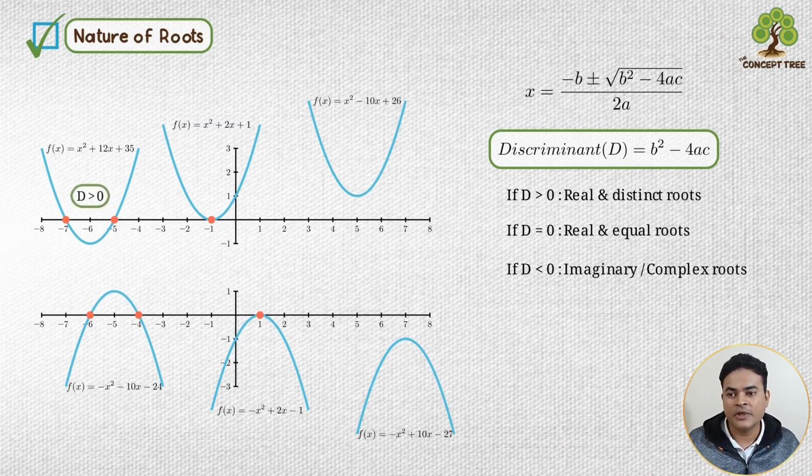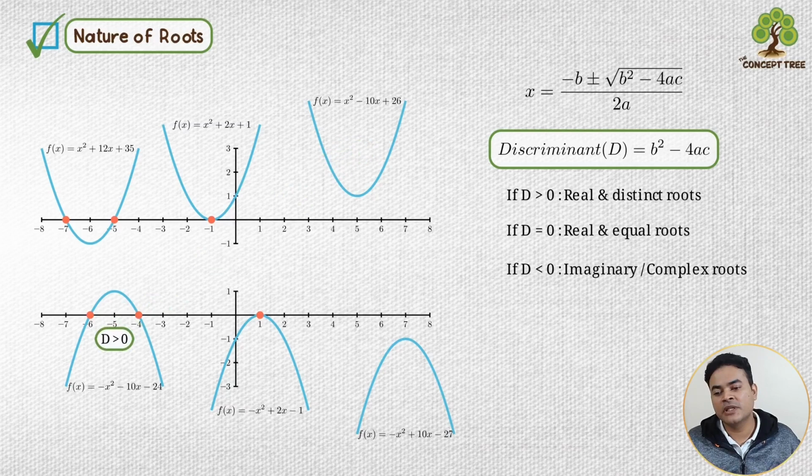In the first example, the value of discriminant is greater than 0. Therefore, we have 2 distinct real roots. In this second example, the value of discriminant is equal to 0. Therefore, we have only one distinct real root. In the third example, the value of discriminant is less than 0. Therefore, we have imaginary or complex roots.